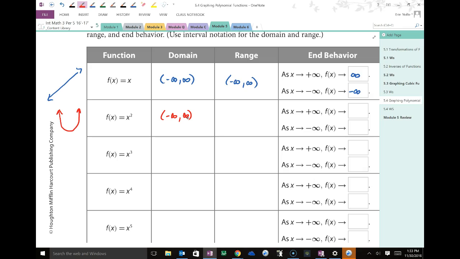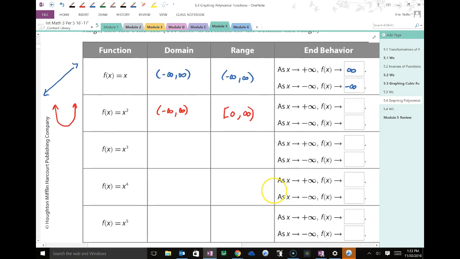Okay, what about the range? What are the y values? What's the lowest y value to the highest y value? 0. So in this case, it's going to be 0. So the bottom, that vertex spot, it's going to go from 0, and it's going to go up to infinity.